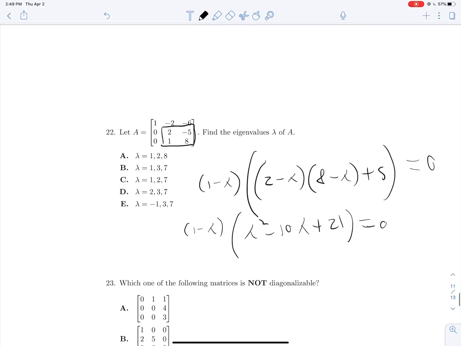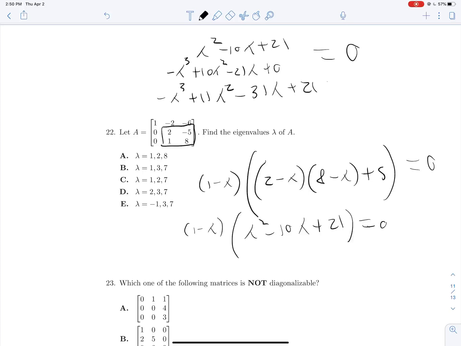Expanding this entire thing, I'll go up here for some extra space. We'll have lambda squared minus 10 lambda plus 21 minus lambda cubed plus 10 lambda squared minus 21 lambda plus 0, and all of this is equal to 0. Adding things up, negative lambda cubed plus 11 lambda squared minus 31 lambda plus 21 is equal to 0.